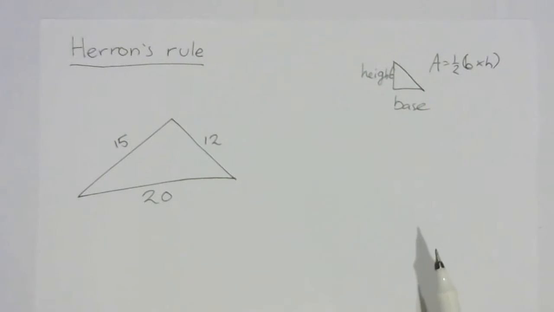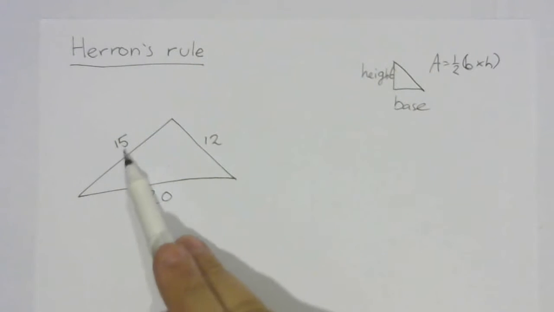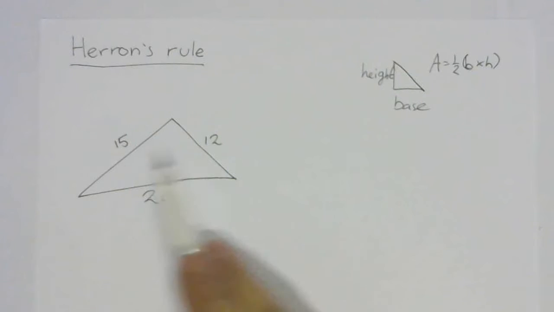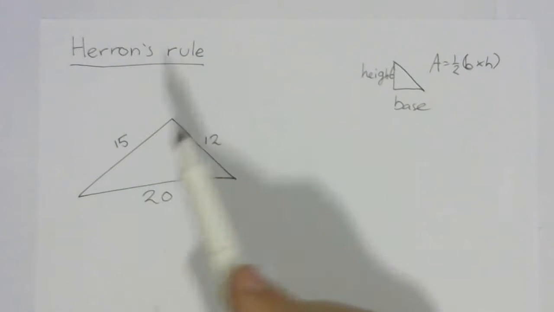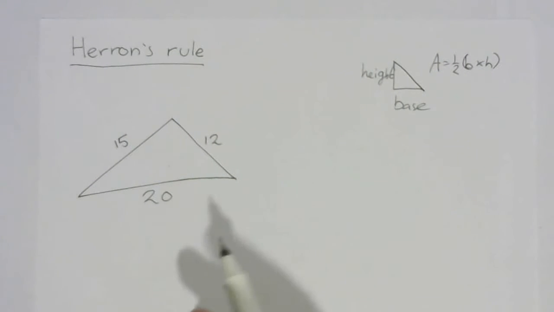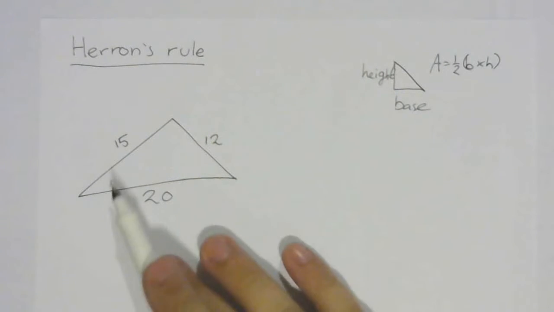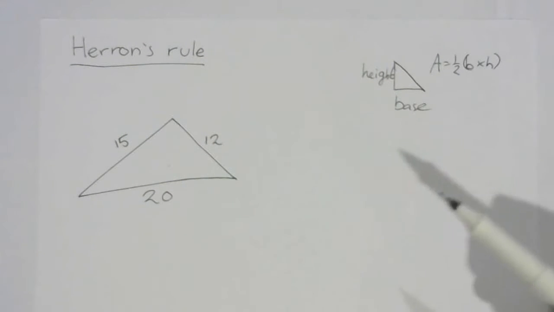But a lot of triangles that we deal with, we're not going to be told that information. We're simply going to have the lengths of all the sides. So how do we calculate the area for a shape like this? This is where Heron's Rule comes in. Heron's Rule is a complicated formula for calculating the area of a triangle, but it works for any triangle as long as you know the three side lengths.